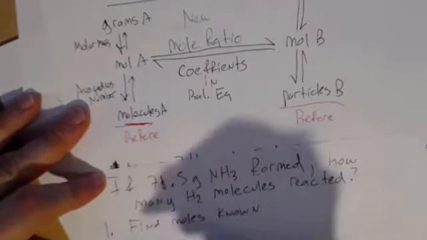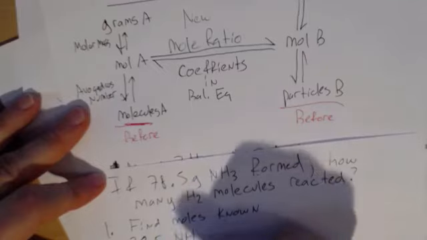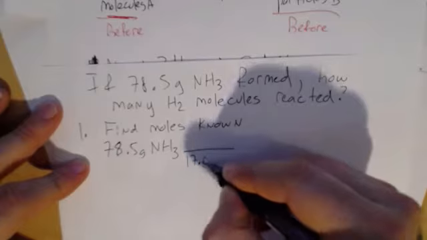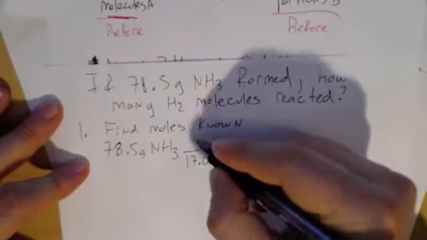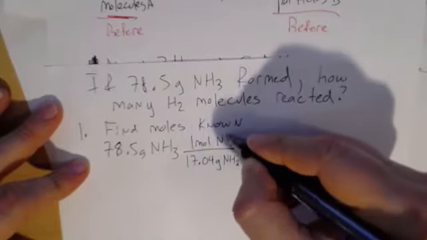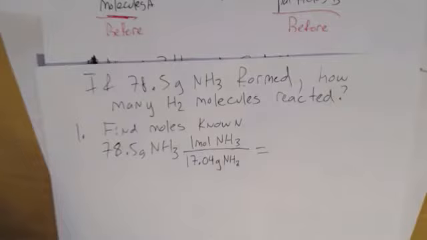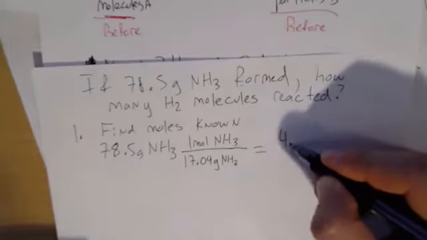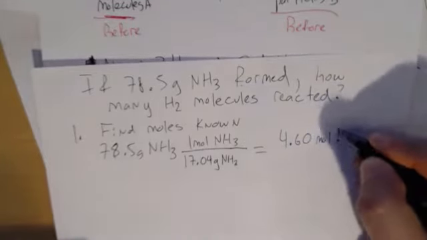So how can I do that? I have 78.5 grams of ammonia. I'm going to want grams on the bottom, which is 17.04 grams of ammonia, 1 mole of ammonia. So that's the first step. And then let's check this out. And that looks like, well, to 3 sig figs, that would be 4.60 moles of NH3.